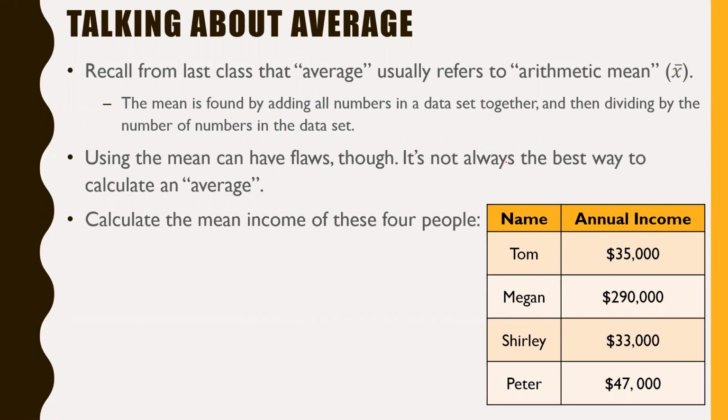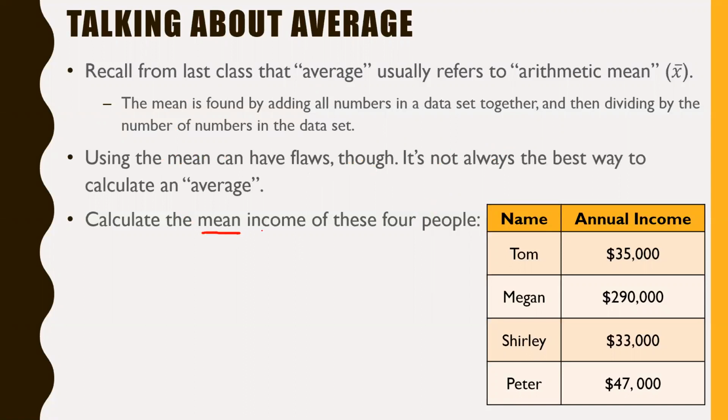So in other words, if you had, let's say, 8 numbers in a data set, so 8 different things, and you're trying to find the mean of all 8 of those things, you would add them up and then divide by 8. You just divide by the number of numbers in the data set. Now, using the mean can have flaws, though. It's not always the best way to calculate an average, quote unquote. Remember, by average we usually are talking about the mean, but average can mean some other things as well, not just the mean.